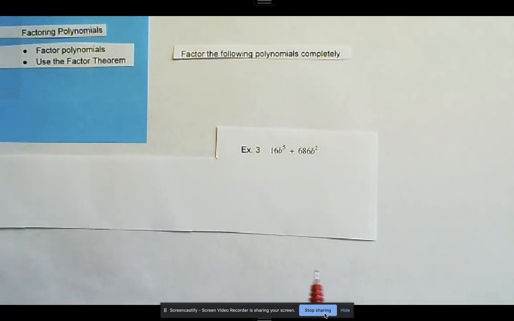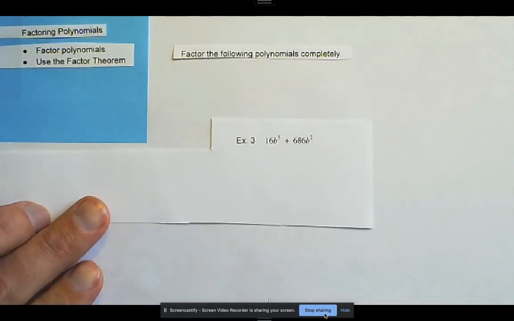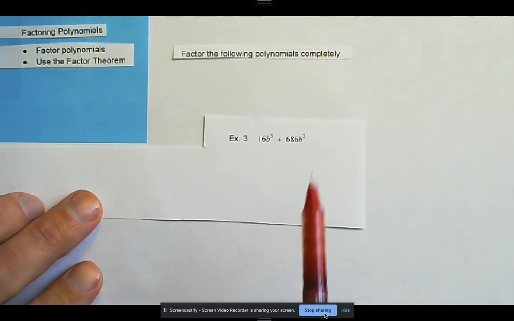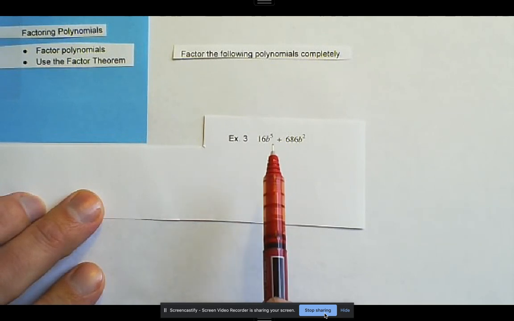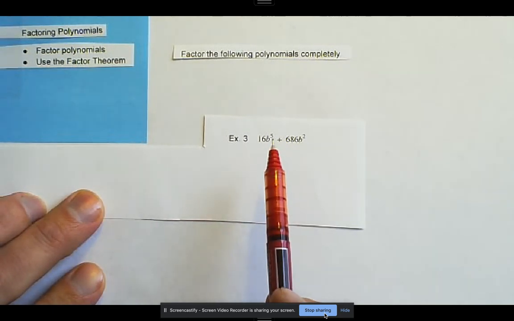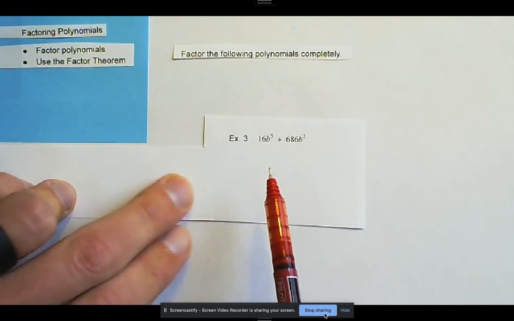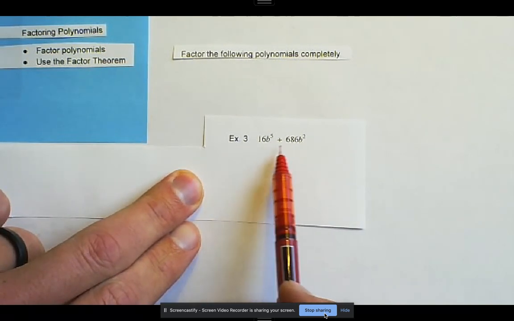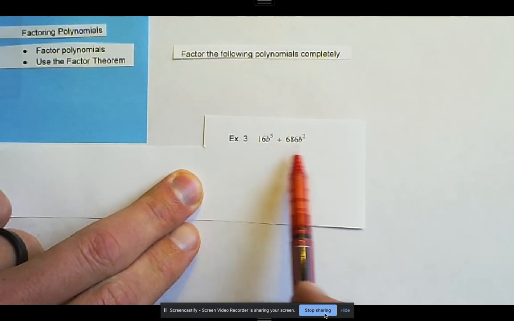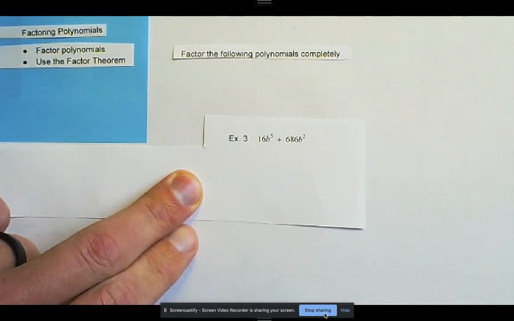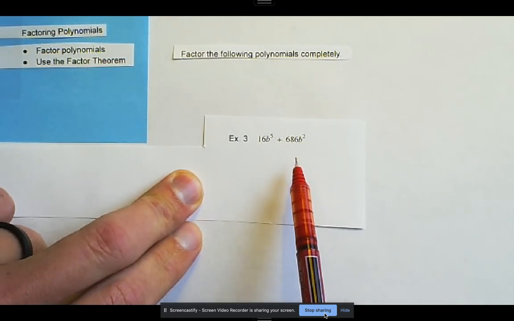Here we are factoring polynomials, and we want to factor this completely. And we see that we have some like b to the fifth. That b to the fifth doesn't really do well for difference of squares or sum, but we see the addition, and we only have two terms, so we should be thinking sum of cubes.